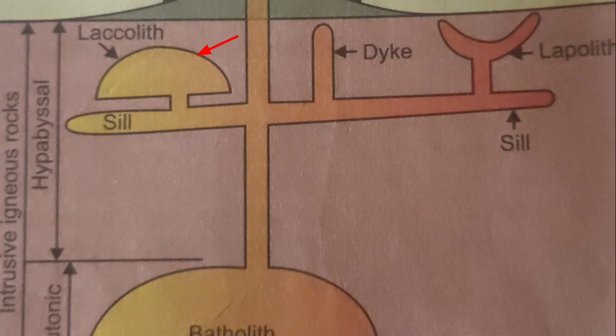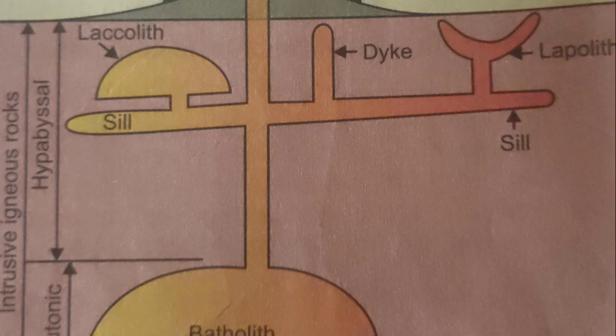Now a laccolith is an oval or round-shaped dome with a flat-base rock. Okay, a dome-shaped rock or dome-shaped formation near the surface, which has a flat base. Such a type of formation is known as a laccolith. Whereas a lapolith, okay, it has a concave shape. It also forms near the surface.